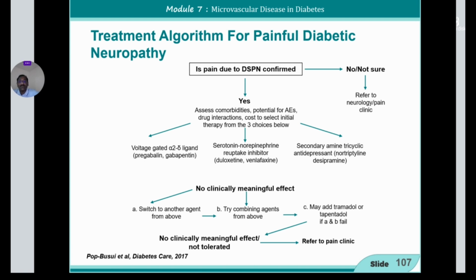If there is no clinically meaningful effect, switch to another agent from the above or try a combination agent. You may add tramadol or tapentadol. Tramadol with paracetamol, Ultracet, is very common; we often use it at bedtime in this population, and some people get a good response to Ultracet at night time. Then we tell them to take half a tablet in the morning also. If they are comfortable, continue the half tablet.